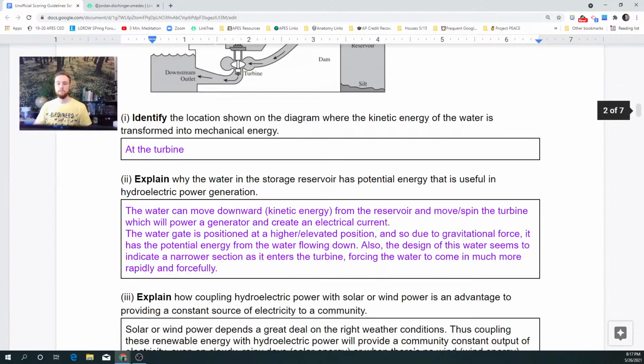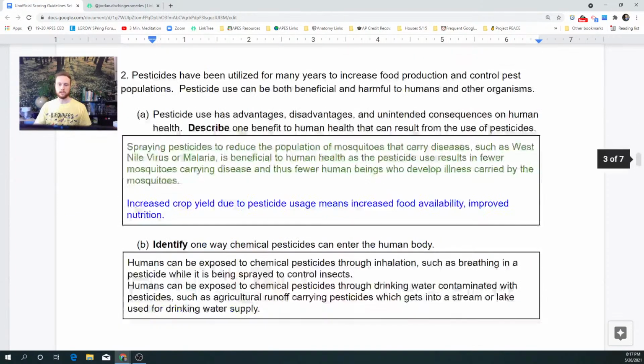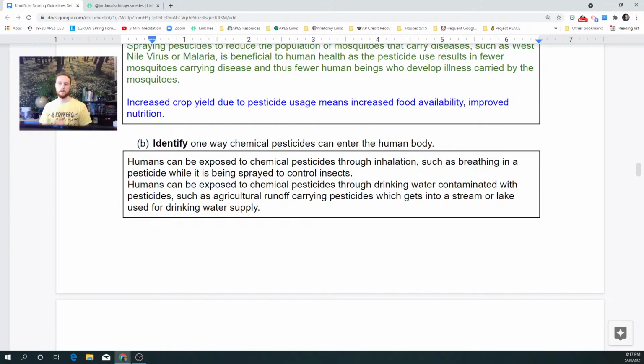All right, moving on to our pesticide question here. Identify one way pesticides can enter the human body. Another relatively easy point. You don't just want to say through the mouth. You don't just want to say drinking. Be a little bit more precise.